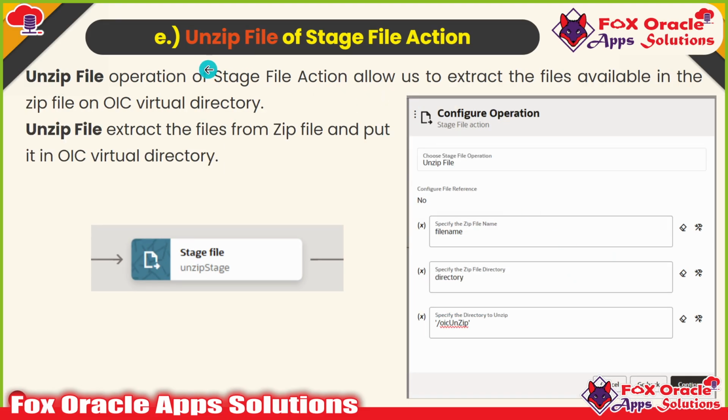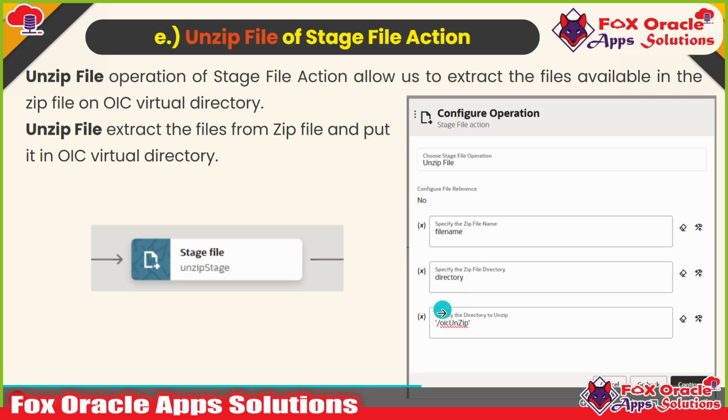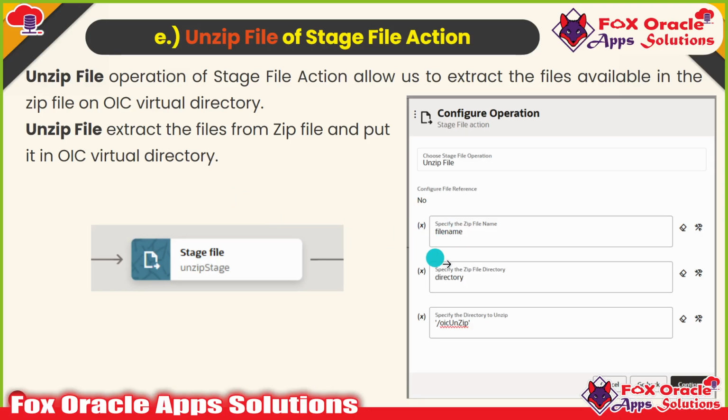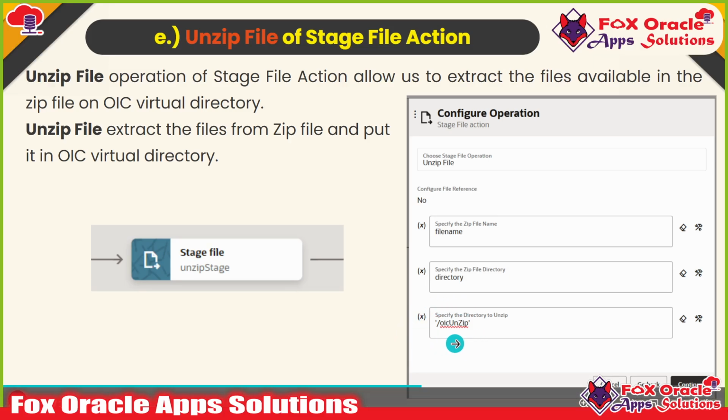Now we have unzip file. Unzip file works the same way: on whatever directory is provided, whatever zip file is there will be unzipped, and all the files inside the zip file will be placed in the specific unzip directory. Here we gave the directory as OIC unzip. So it will pick the zip file, extract the files inside it, and place them in this specific directory. So this is about unzip file.